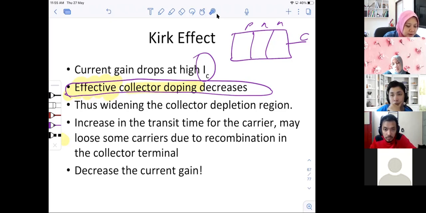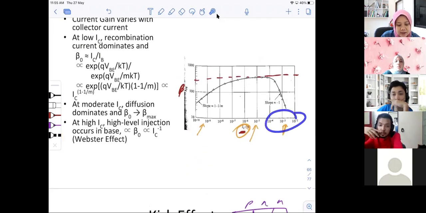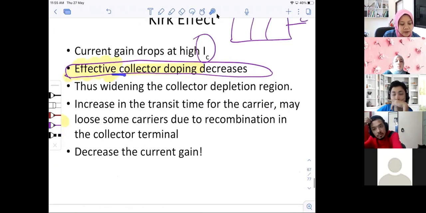How does the effective collector doping decrease? Why does it decrease, not increase? You increase the current, so this is at high collector current. Why does the effective collector doping decrease, if what Faiz was saying is correct? Okay, I'll give you 2 minutes to think.